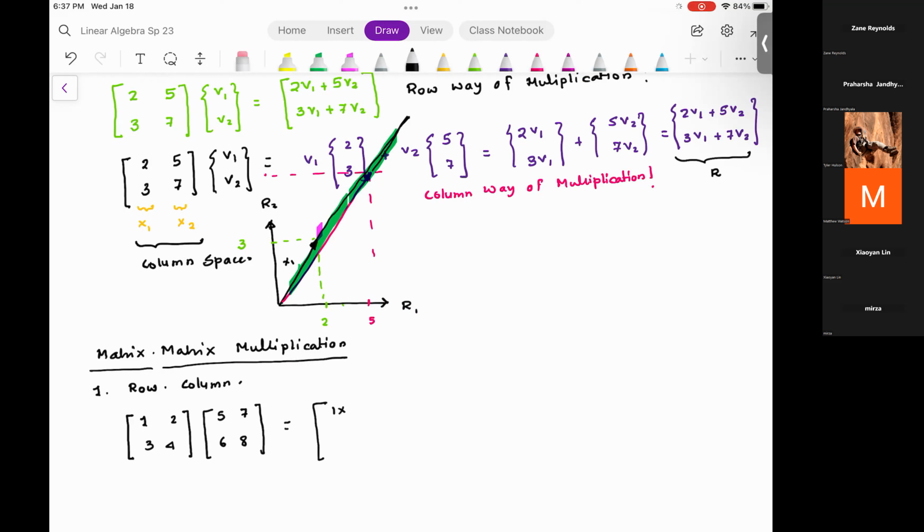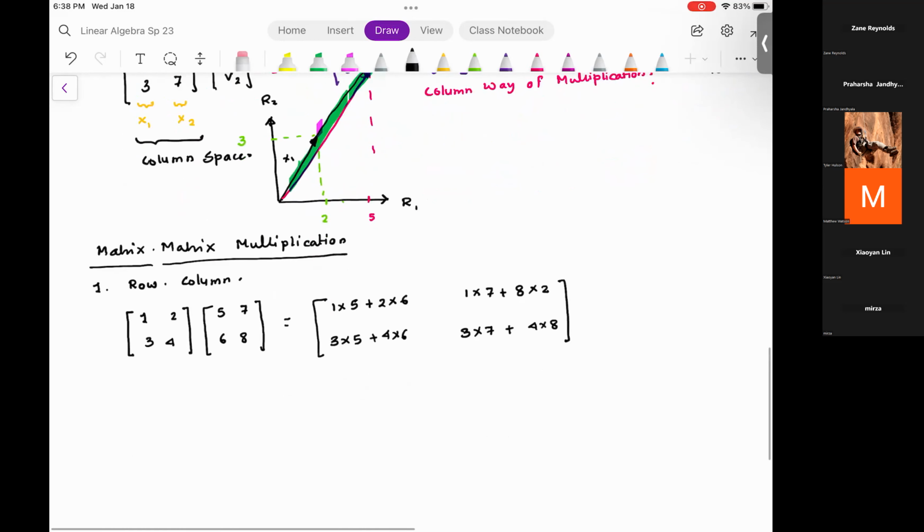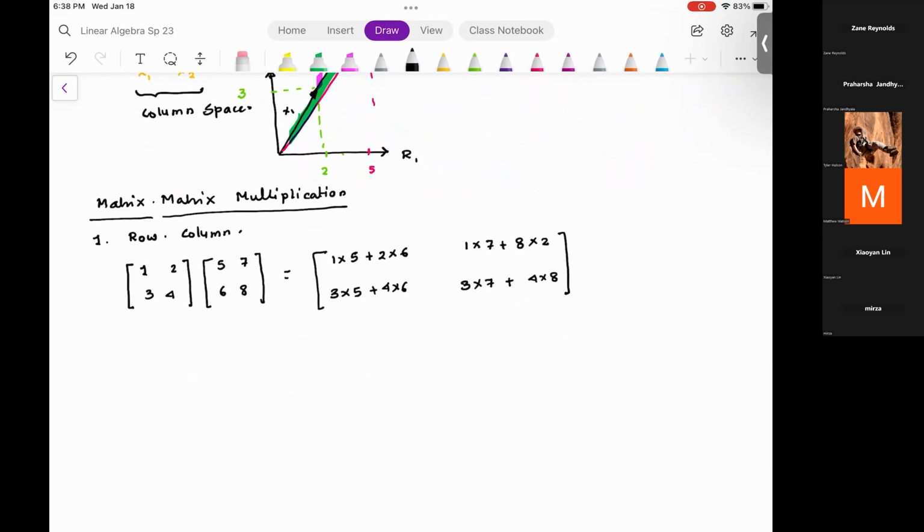So 1 times 5 plus 2 times 6, then 1 times 7 plus 2 times 8, 3 times 5 plus 4 times 6, and 3 times 7 plus 4 times 8. Remember, this is how we learned in undergraduate linear algebra to perform matrix multiplication.